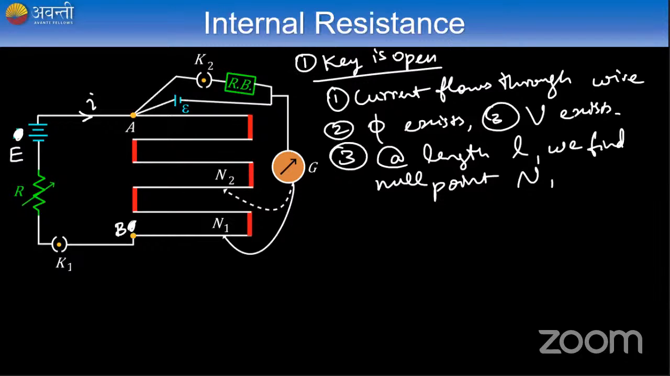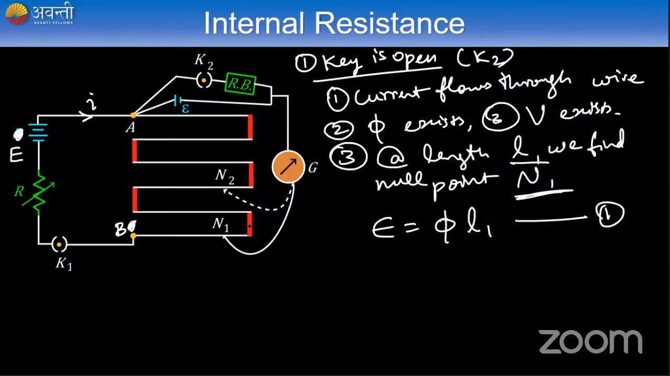Okay. Let me be specific. The key K2 is open. Now we'll find the null point. So we got the null point as N1 at length L1. Okay. So what is the potential gradient expression or EMF expression? We can write the EMF expression: E is equal to epsilon is equal to 5 times L1. So let's keep this as equation 1.